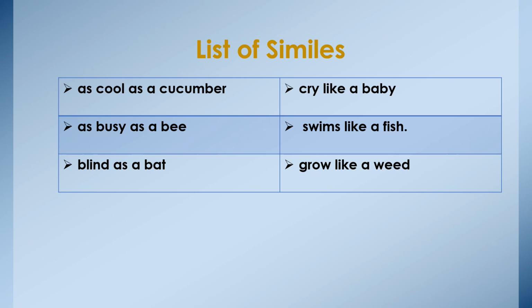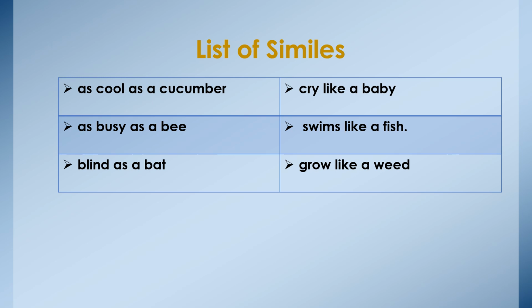Swims like a fish. This simile refers to someone who is a strong swimmer. Example, she swims like a fish. Now, it does not mean that she swims as if she were a fish, or that she swims the way a fish swims. It means only that she takes naturally to the water and is a good swimmer.